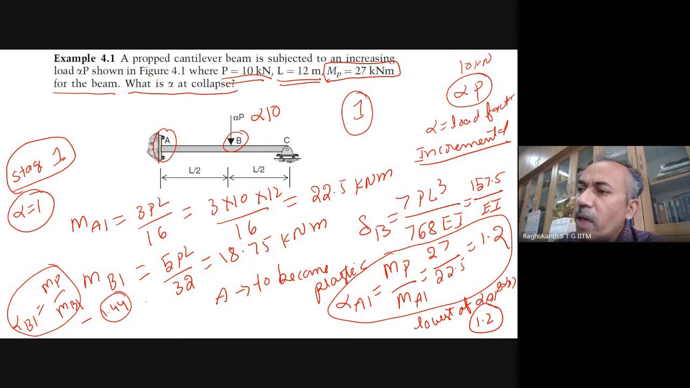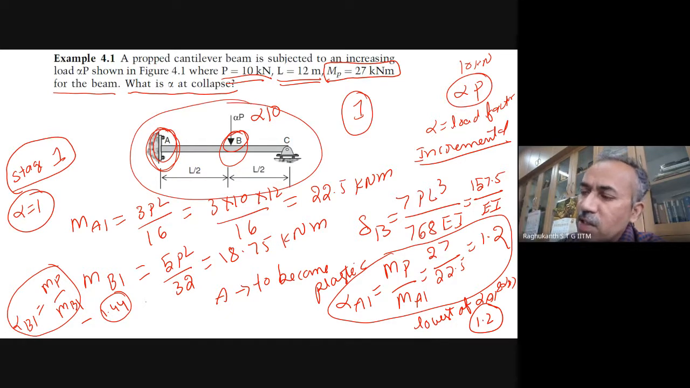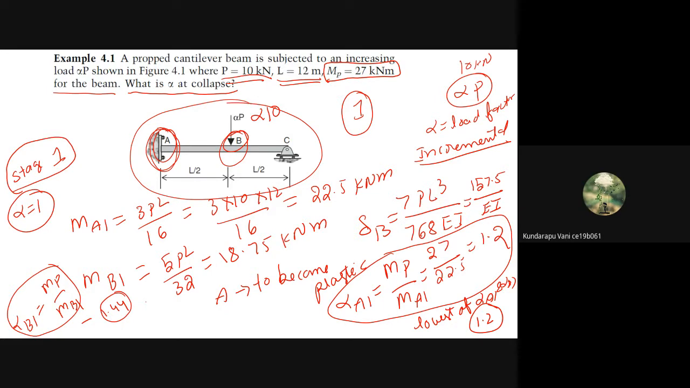So this problem, how many plastic hinges formed? You know how it collapsed. At what points did plastic hinges form? See, one plastic hinge is sufficient. For complete collapse of this propped cantilever, how many? Just now we solved, right? How many plastic hinges? One.